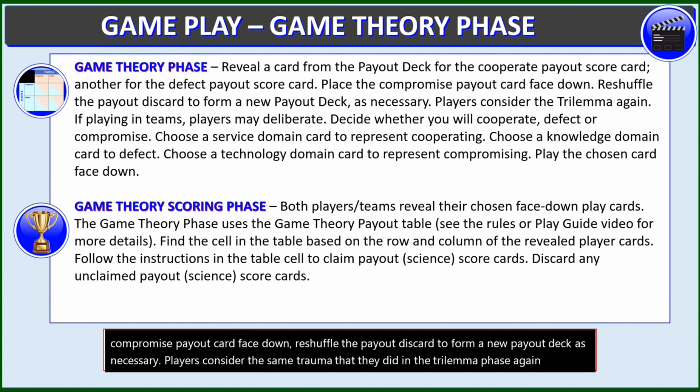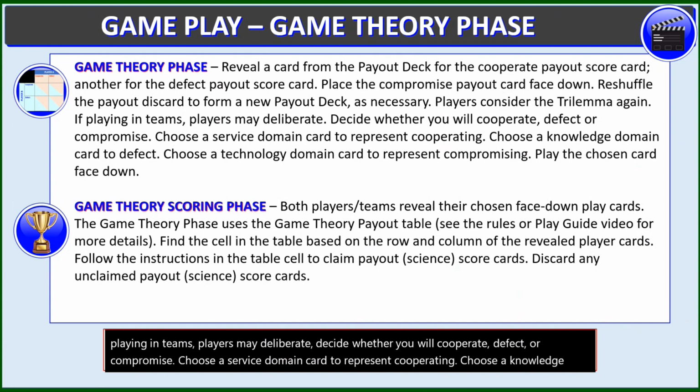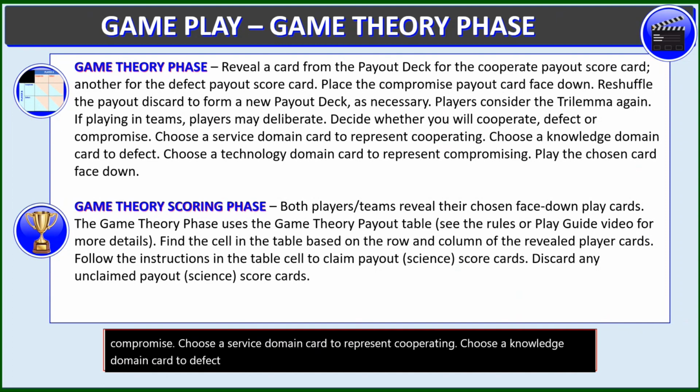If playing in teams, players may deliberate, decide whether you will cooperate, defect, or compromise, choose a service domain card to represent cooperating, choose a knowledge domain card to defect, choose a technology domain card to represent compromising, play the chosen card face down.